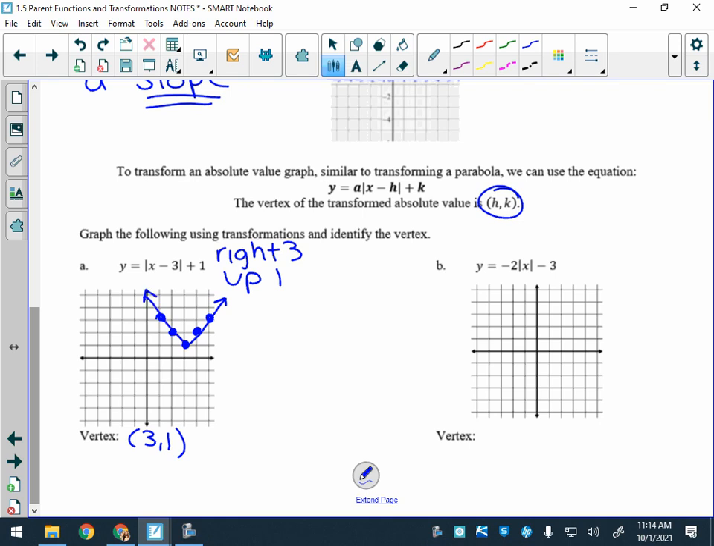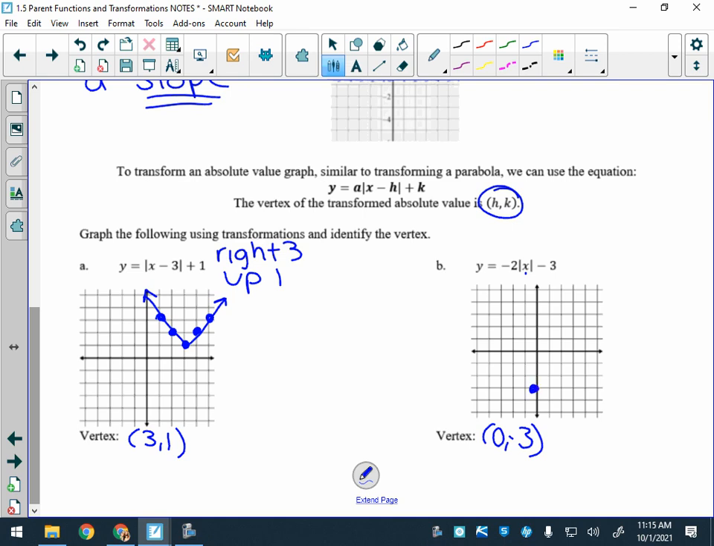Okay? For B, what is my vertex? Yep, Josh. There's one. There's always a vertex for absolute value. What would it be? What's our HK then? So if there's none, what's that numerical value? 0. So our vertex, good, is 0, -3. Okay, because there's no H value here. So it's 0, -3. Okay.